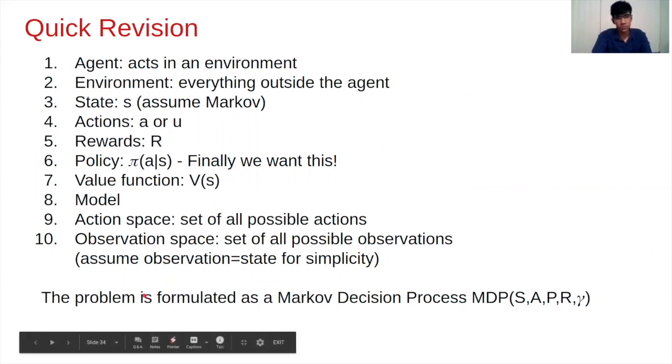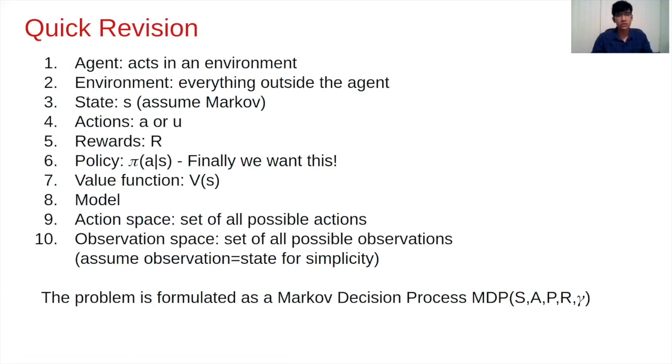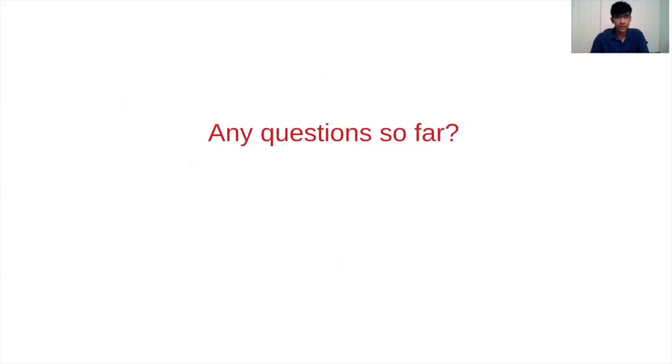And so ultimately this problem is formulated as a Markov decision process. It's called MDP, Markov decision process, where S is the set of states, A is the set of actions, P is the transition probability or the model, R is the reward structure, and gamma is the discount factor. And usually in reinforcement learning, we model the problem first as a Markov decision process, and we start from there on.